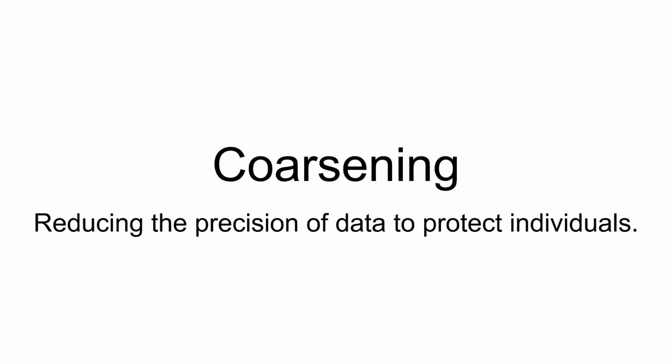So next, let's cover coarsening as a method of disclosure control. So coarsening can be defined as reducing the precision of data to protect individuals. So again, as that example before, you might have an actual birthday or birth time even in a data set, but really age might be enough for your sort of research question or whatever you are trying to do with the data set.